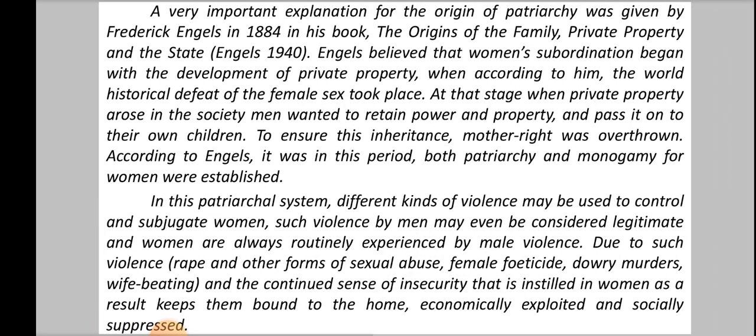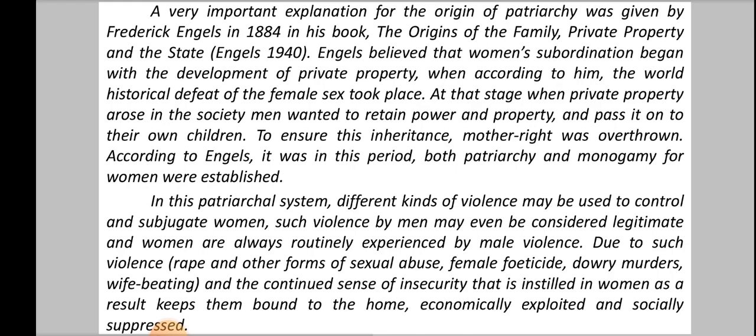A very important explanation for the origin of patriarchy was given by Frederick Engels in 1884 in his book The Origins of the Family, Private Property and the State. Engels believed that women's subordination began with the development of private property when, according to him, the world historical defeat of the female sex took place. At the stage when private property arose in the society, men wanted to retain power and property and pass it on to their own children. To ensure this inheritance, mother right was overthrown. According to Engels, it was in this period that both patriarchy and monogamy for women were established.